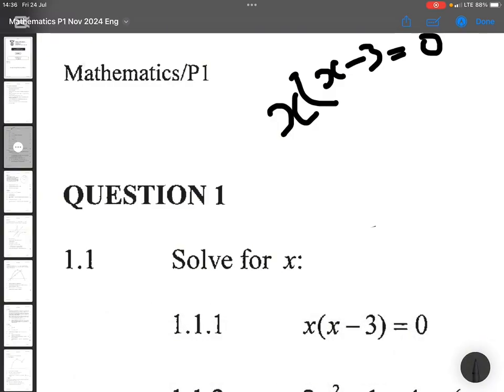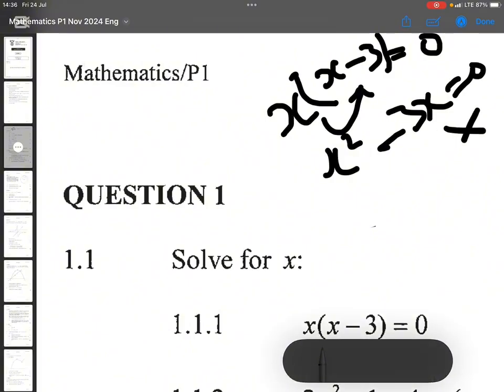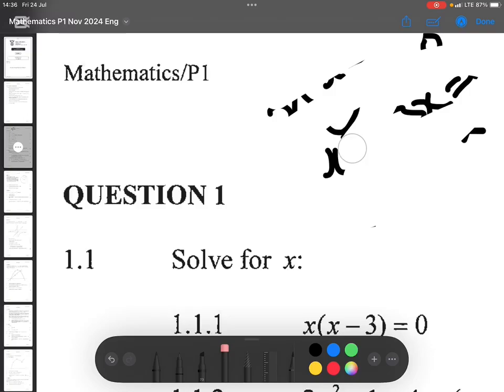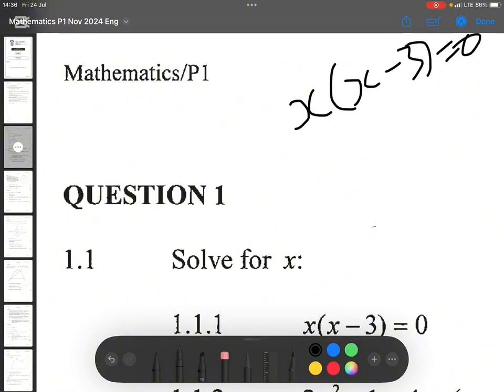Many people try to use expansion, which is a waste of time, like x multiplied by x squared minus 3x. Expansion is just a waste of time. You don't need to do that. Let's clear this out. So x into x minus 3 is 0.